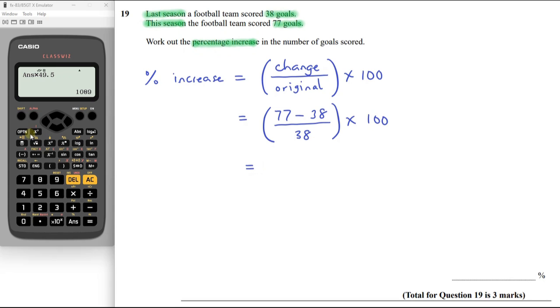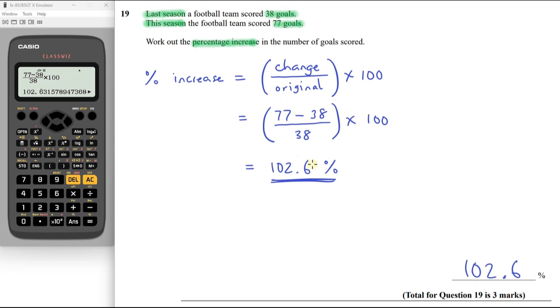Let's type all of this into our calculator. We've got 77 minus 38, that's the change, divided by 38, and then we multiply all of that by 100. If I press the SD button, you can see we get 102.6. I'll leave it rounded to one decimal place, and this is as a percentage. So that's my answer, 102.6%. I always do a dummy check with these types of questions. Does that make sense? To me it does, because they've over doubled what they got last season.